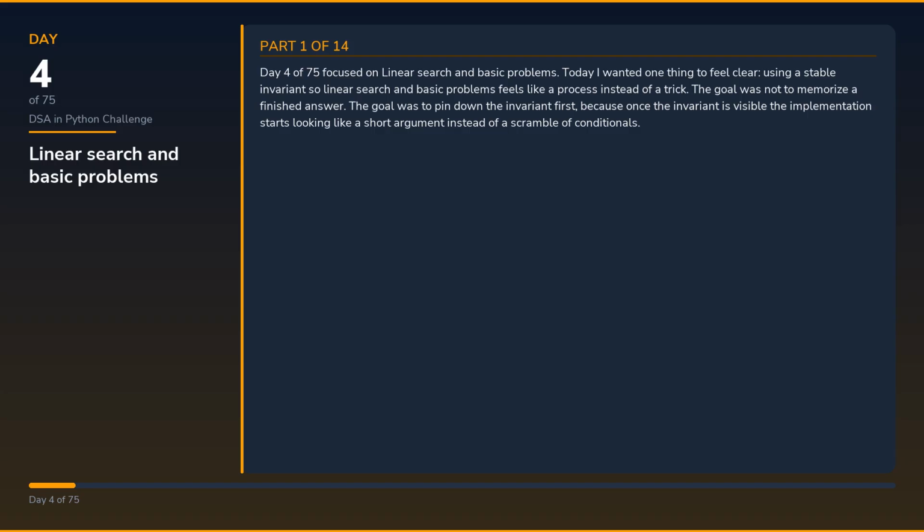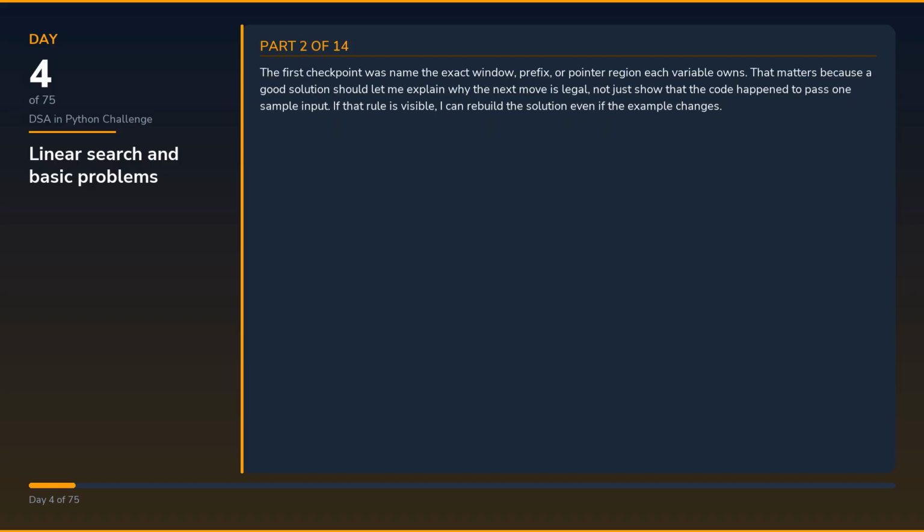The goal was to pin down the invariant first, because once the invariant is visible, the implementation starts looking like a short argument instead of a scramble of conditionals. The first checkpoint was name the exact window, prefix, or pointer region each variable owns. That matters because a good solution should let me explain why the next move is legal, not just show that the code happened to pass one sample input. If that rule is visible, I can rebuild the solution even if the example changes.